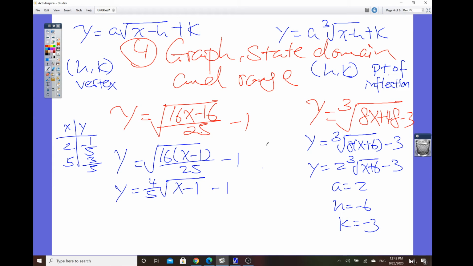Okay, so again, set up that xy table here. We're going to use that later. So we have the x-axis and y-axis. So negative 6, negative 3. So 1, 2, 3, 4, 5, 6. Down here, negative 3.